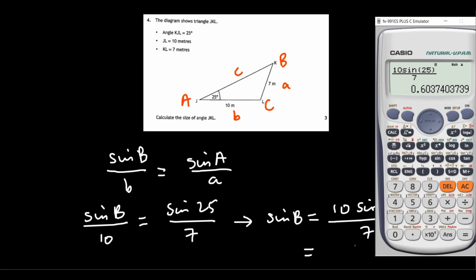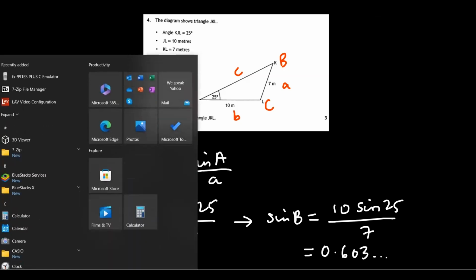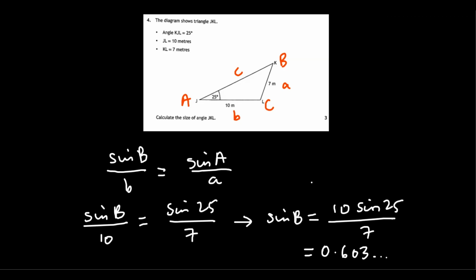So I'll just write that over here. 0.603 and so on. And then you would just take inverse sines of both sides. So you press shift and then the sine button, and then you enter the answer that we just got. And that gives 37.1 degrees.